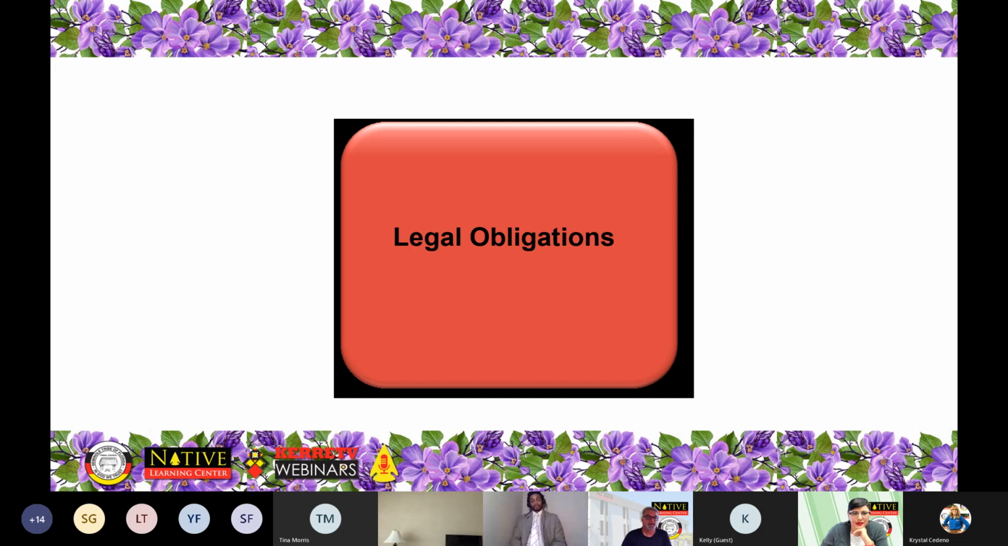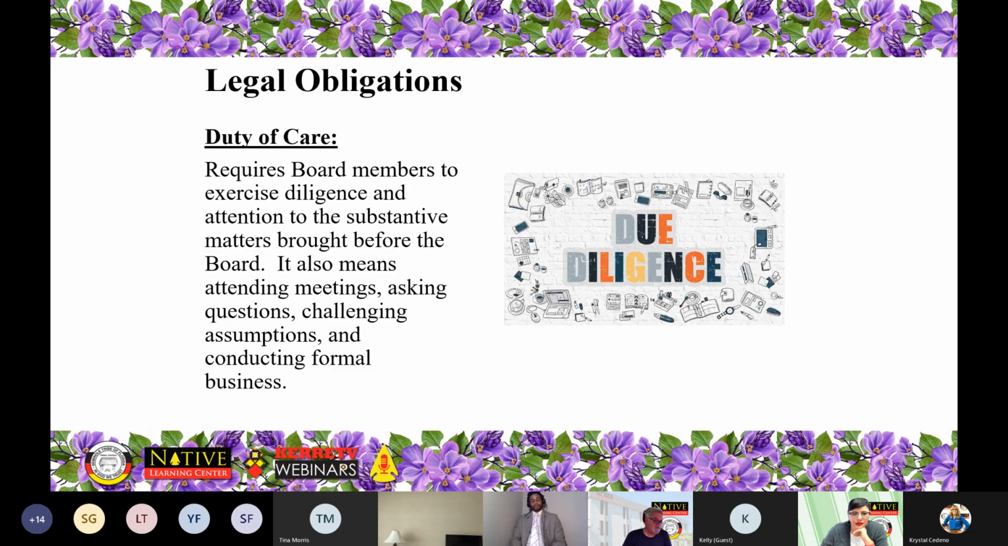Okay, I talked about this extensively the other day. The fiduciary and legal obligations we have as board members, duty of care. Remember, I talked about that: care, responsibility, due diligence to make sure we're doing everything we can to follow, making sure that we're attending meetings, asking questions, and challenging assumptions if there are any. We are not settling for the status quo, and we're trying to conduct business as usual. That's some of the duties of care.